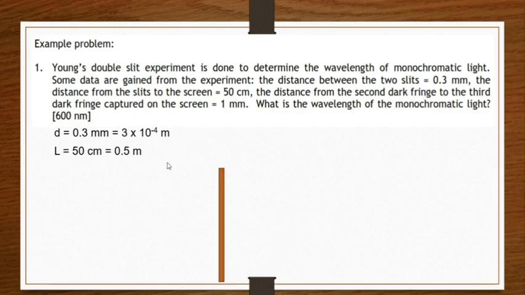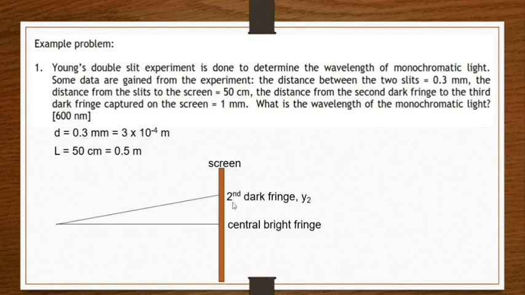I will draw a diagram here for you. If this is the screen, and this is the central bright fringe, and I have here the second dark fringe, which I call Y2. This is the third dark fringe, which I call Y3. The distance between them is 1 millimeter. We want to find the wavelength of the monochromatic light.